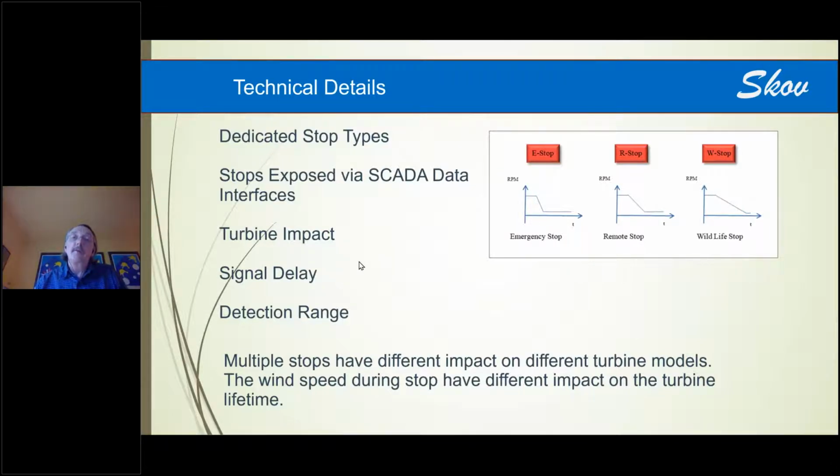The response time needs to be aligned with the detection system if you have a detection system. So we need to have a detection range that allows for all these transmission delays before the turbine can respond, in order to ensure that the species that we're trying to protect doesn't reach the rotor before it has been brought to a stop.